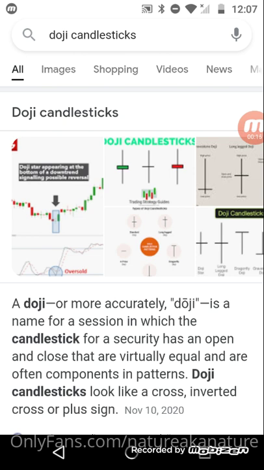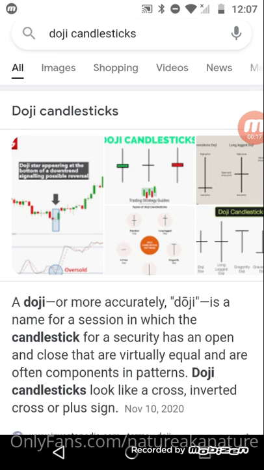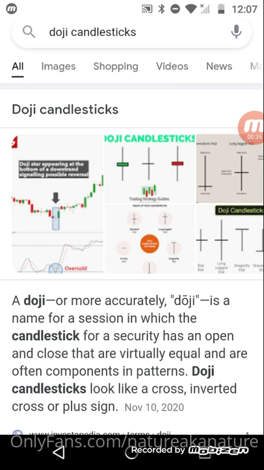So Doji Candlesticks, a Doji, the name is Doji. It's a name for a session in which the candlestick for a security has an opening and a close that are virtually equal and are often components in patterns. Doji candlesticks look like crosses, inverted crosses, or plus signs. So I talk about inverted crosses, plus signs.